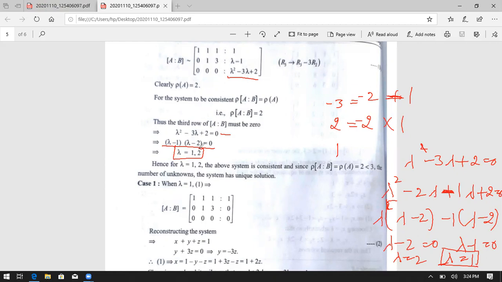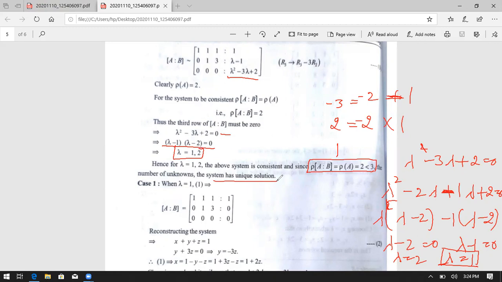Okay, next come to here. Here for lambda equal to 1 and 2, the above system is consistent. Then since rank of the augmented matrix is equal to rank of A equal to 2, which is less than 3, the number of unknowns, the system has infinitely many solutions. That is, the rank of AB is equal to the rank of A is equal to 2 is less than 3.